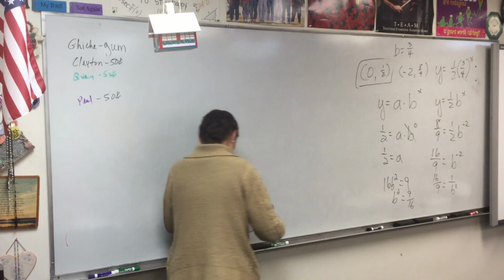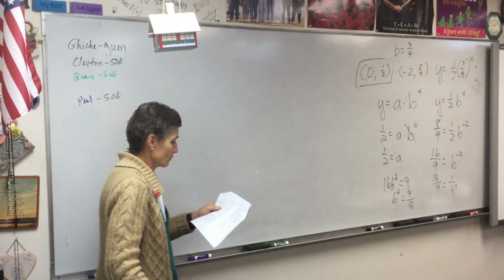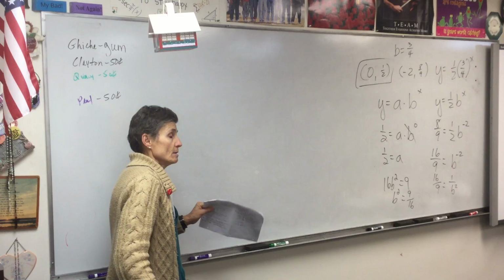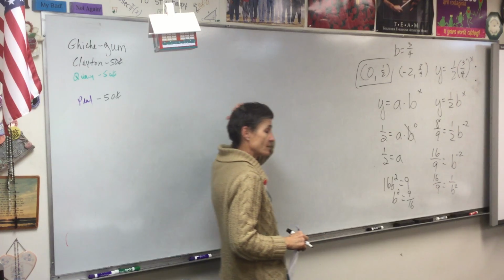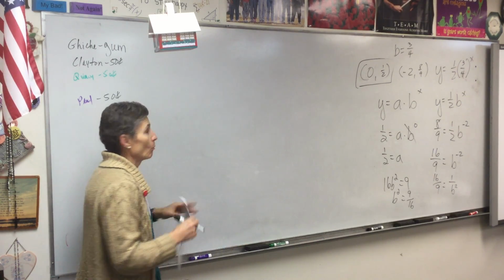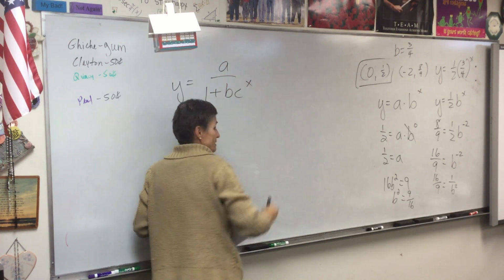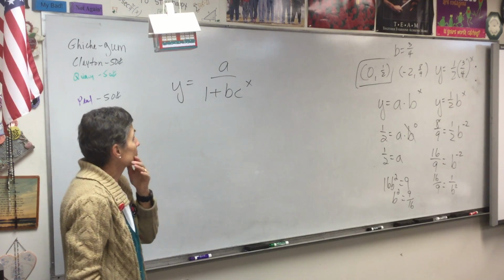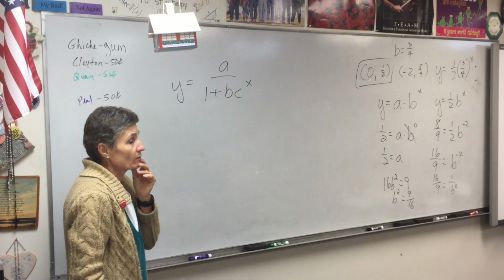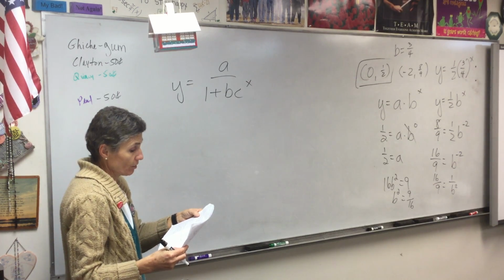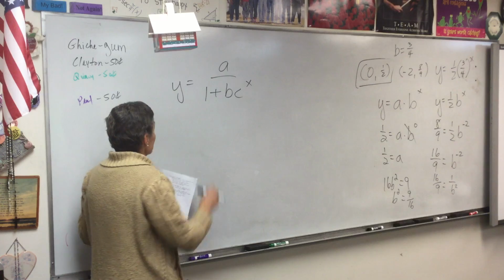And speaking of logistic function, here we go. We have an initial value of 3/5, the limit to growth of 3, it contains this point. So I don't start with this. What do I start with if it's a logistic function? Y equals a over 1 plus bc to the x. Look at all the given. Is there anything we can get started with? The limit to growth. The limit to growth is 3, and that's going to go in where? On top.